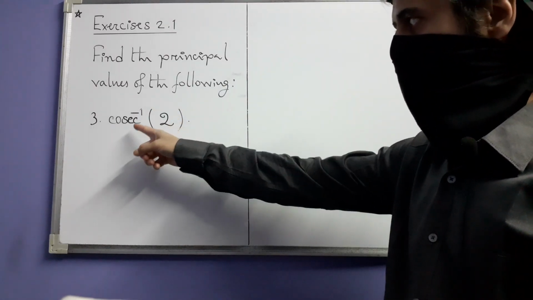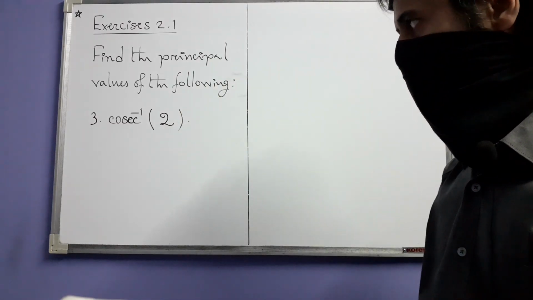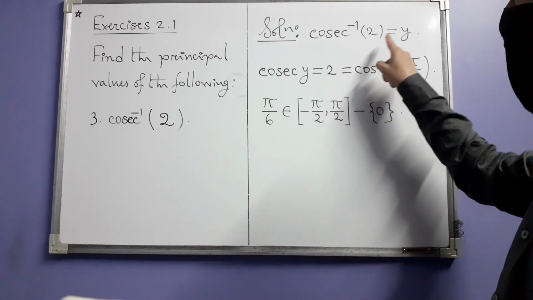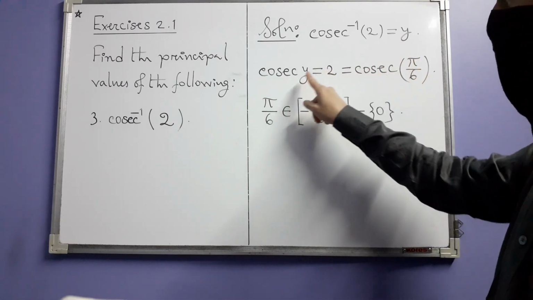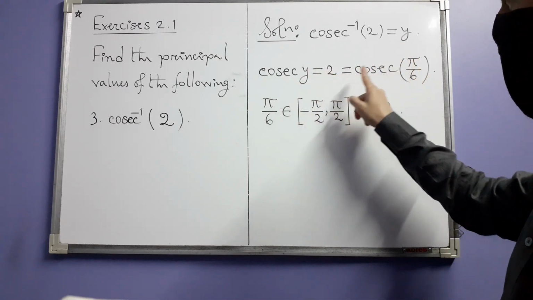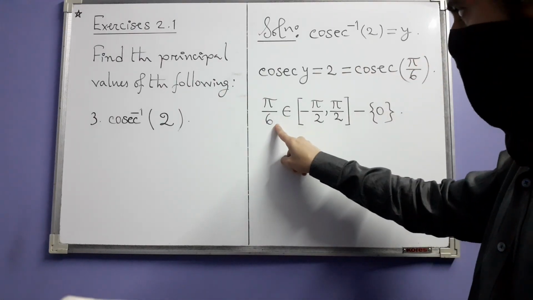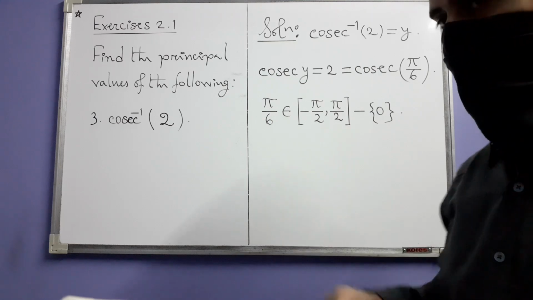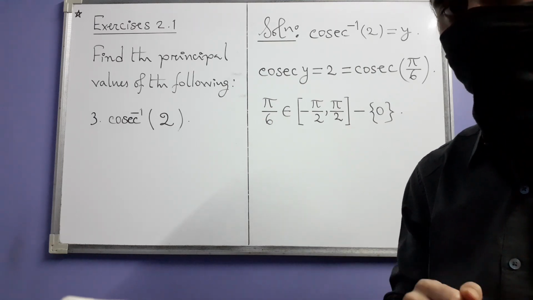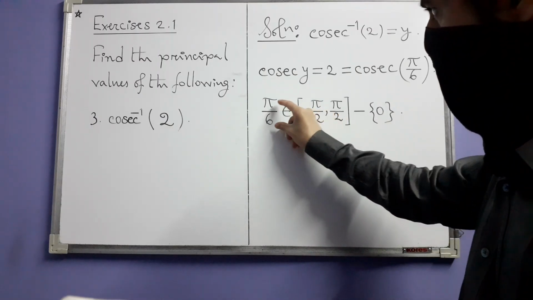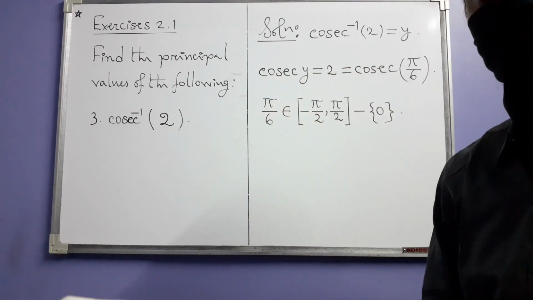Next, number 3, cosec inverse of 2. So in the solution you proceed similarly. You assume that this is some value y, then cosec y becomes 2. But that is also equal to cosecant of pi divided by 6, which is a value that belongs to this range of the inverse cosecant function, principal branch of the inverse cosecant function. So the principal value is pi divided by 6.